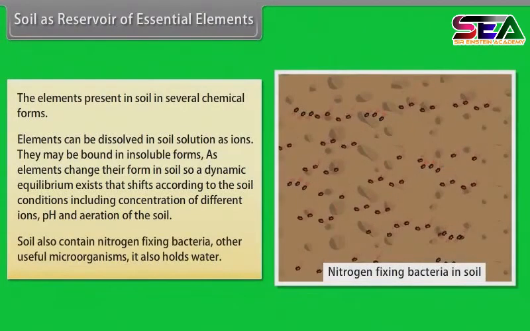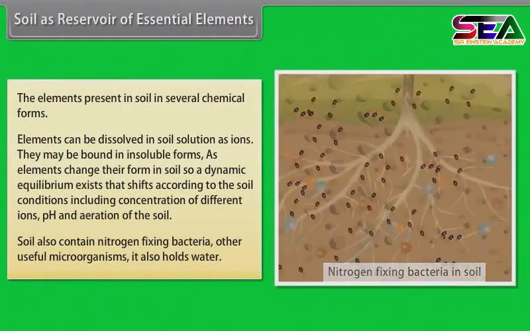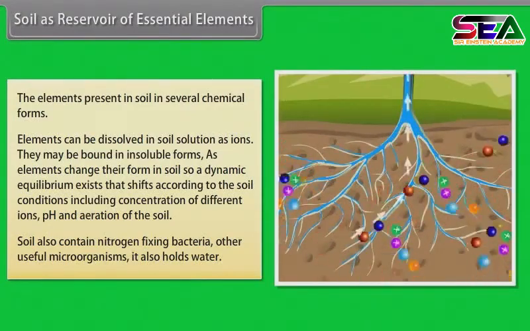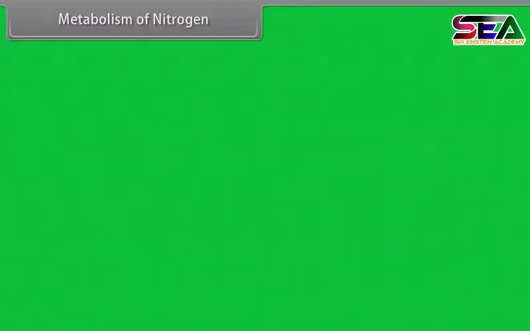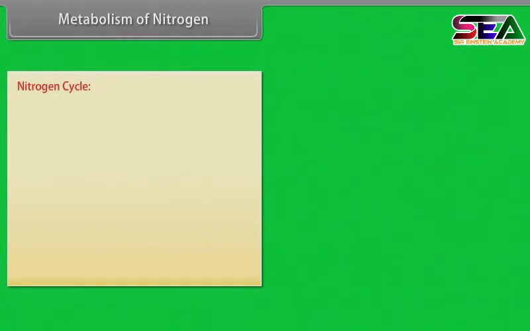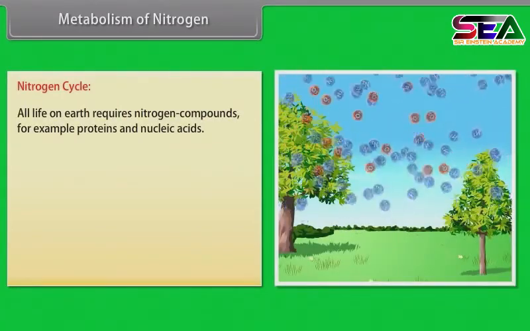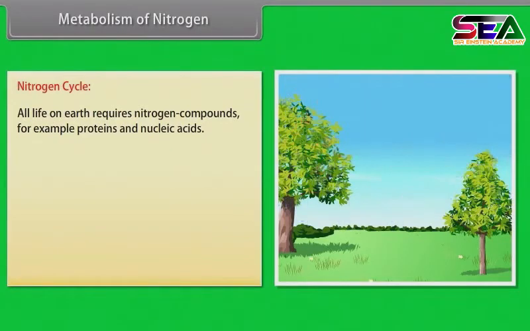Soil also contains nitrogen-fixing bacteria and other useful microorganisms. It also holds water. Metabolism of nitrogen. Nitrogen cycle. All life on Earth requires nitrogen compounds, for example, proteins and nucleic acids.